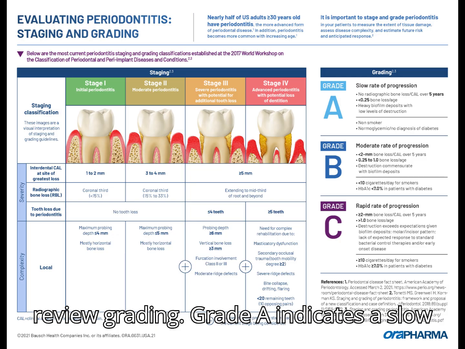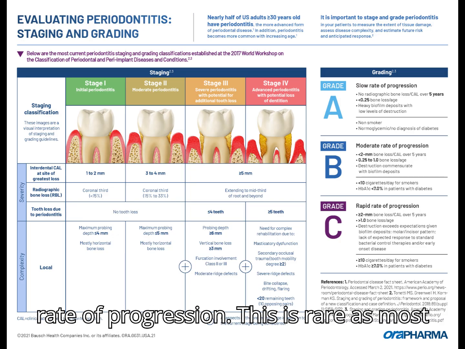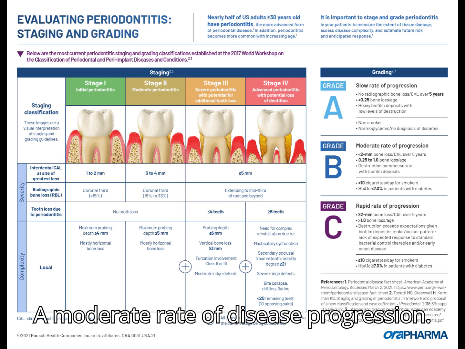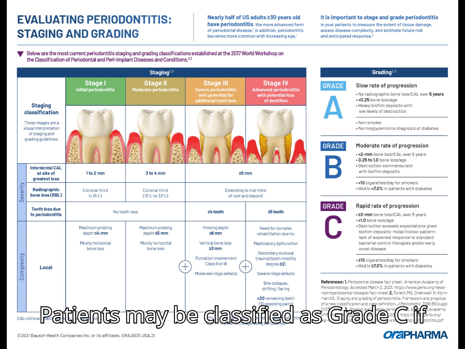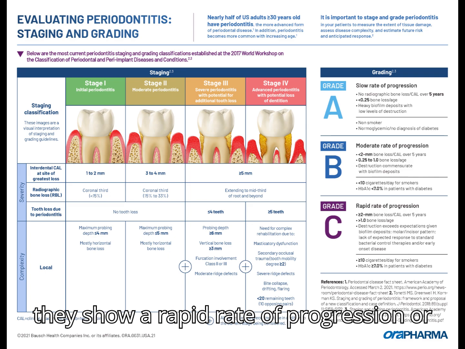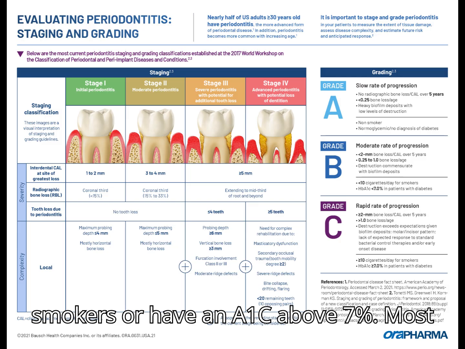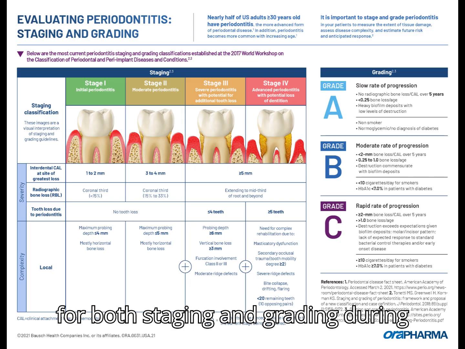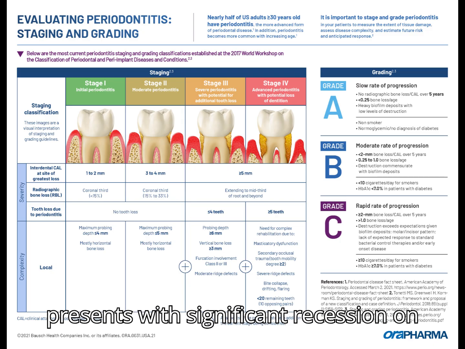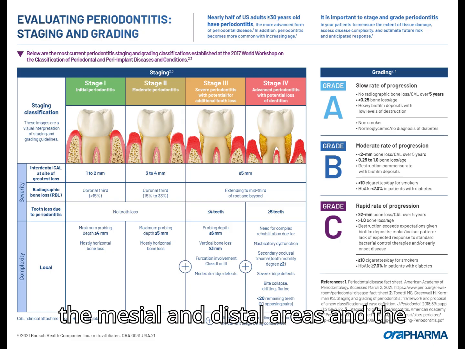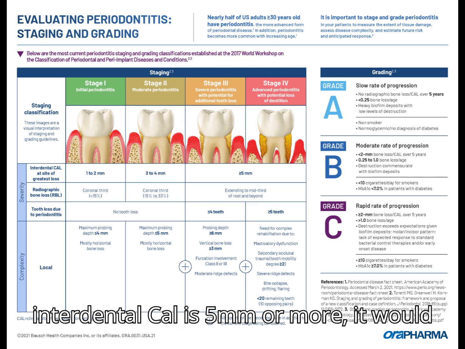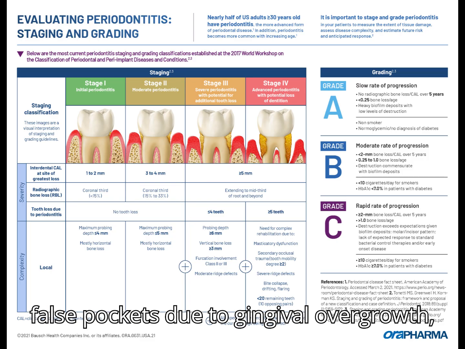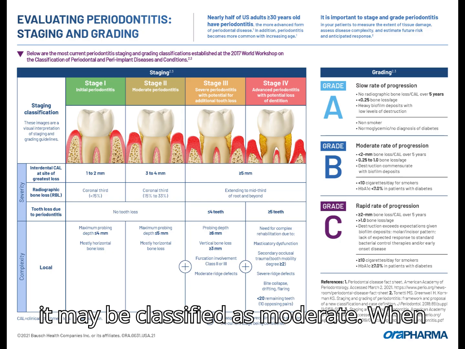Now let's review grading. Grade A indicates a slow rate of progression. This is rare, as most patients begin at grade B, which reflects a moderate rate of disease progression. Patients may be classified as grade C if they show a rapid rate of progression, are smokers, or have an A1C above 7%. Most individuals typically fall within grade B for both staging and grading during charting. For example, if a patient presents with significant recession on the mesial and distal areas and the interdental CAL is 5 millimeters or more, it would be considered a severe case. If there are false pockets due to gingival overgrowth, it may be classified as moderate.